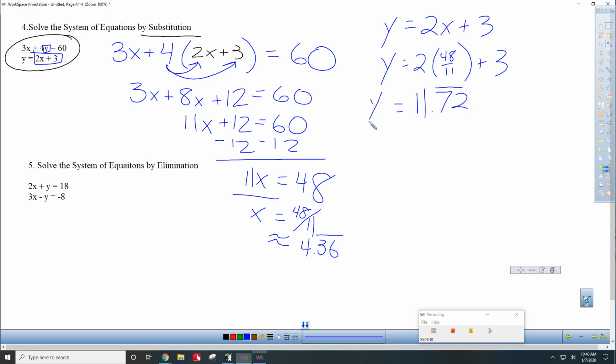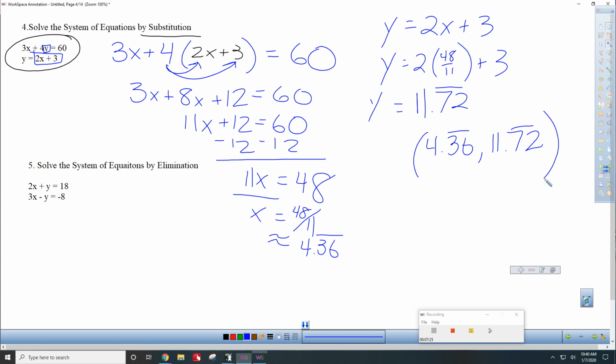So that's why. Typically you're going to write these answers as ordered pairs, Adrian. So it's going to be 4.36 repeating, comma 11.72 repeating.